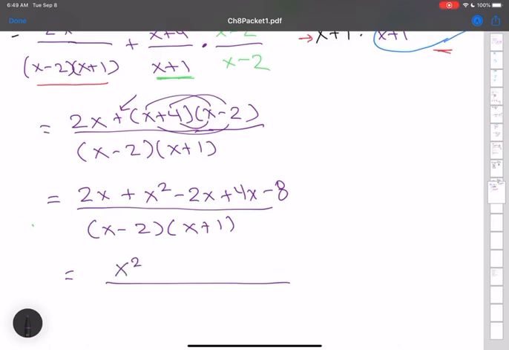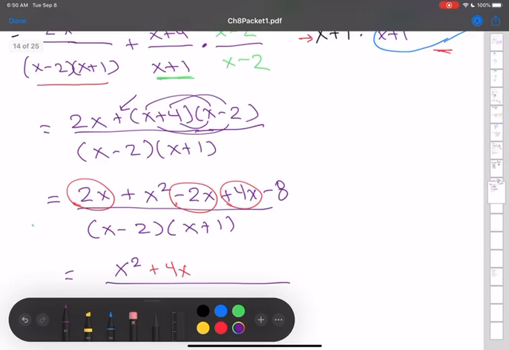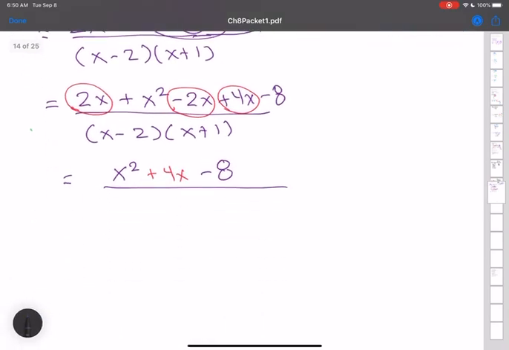How many x's do I have? So I have this 2x minus a 2x, and I have 0 x's, but then I have plus 4x. So I have plus 4 x's. And then finally that minus 8, all over the quantity x minus 2 times the quantity x plus 1.